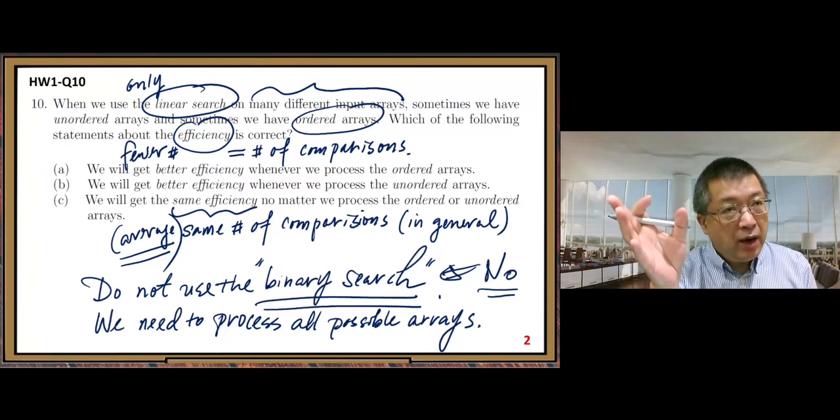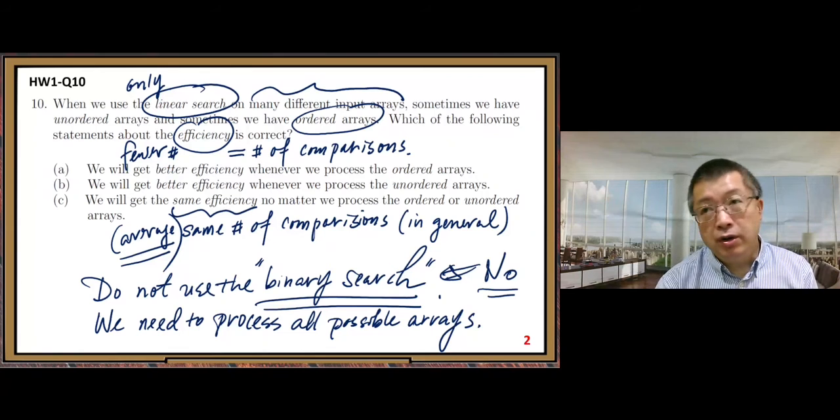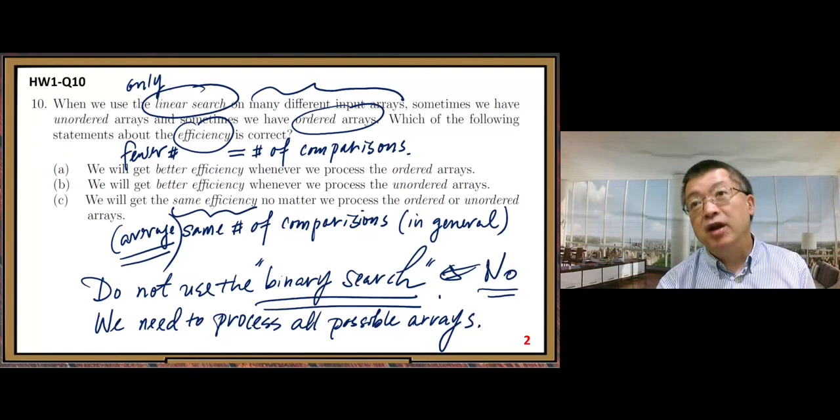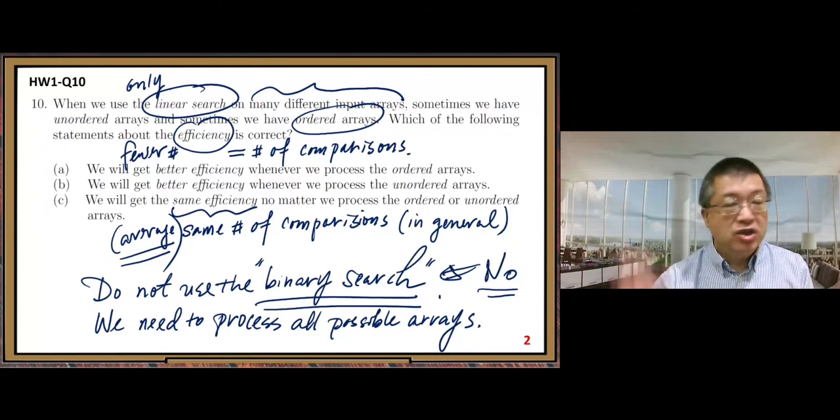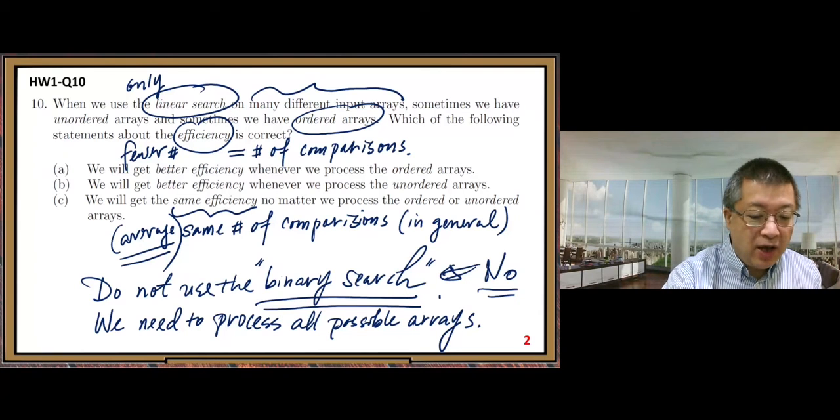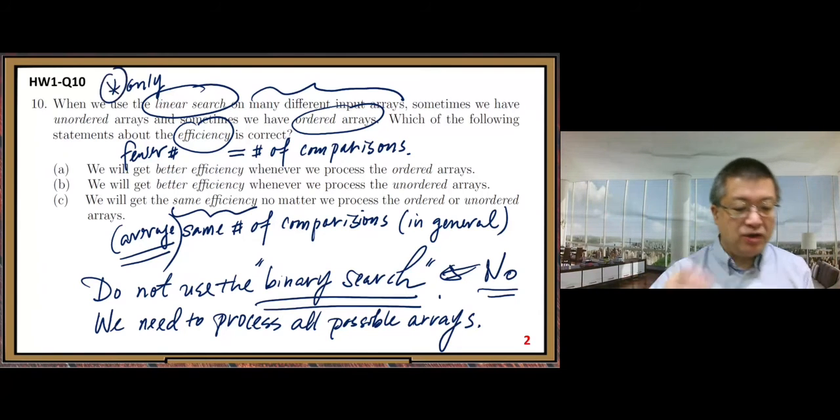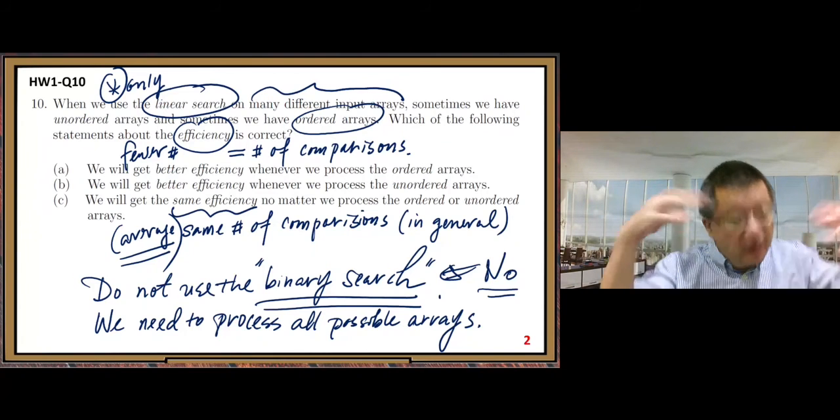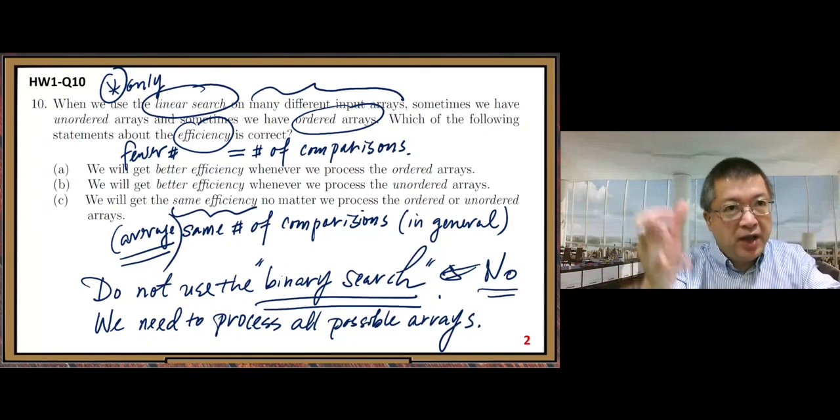But here, how do you check whether the given array is ordered or unordered? You need to check, and when you check, you need to spend a lot of time. But here, we do not check. We just apply the search directly. So that's why I say only linear search. No order checking step. So that's the right way to understand this question.